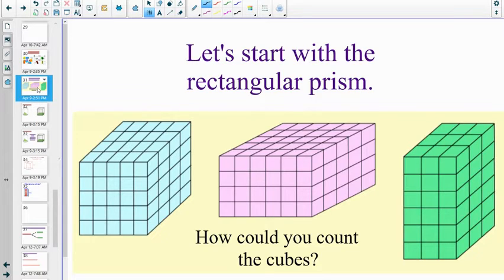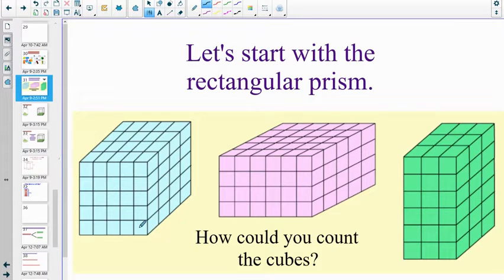To calculate the volume, you're going to figure out how many of these unit cubes fit inside of an object. Just like when we do area, we're finding how many unit squares fit inside of an object. Here we've got these three-dimensional unit cubes. And so for this blue one over here on the left side, if I want to count all of these, I'm going to have 1, 2, 3, 4, 5, 6, 7, 8, 9, 10, 11, 12, 13, 14, 15, 16, 17, 18, 19, 20, 21, 22, 23, 24, 25.